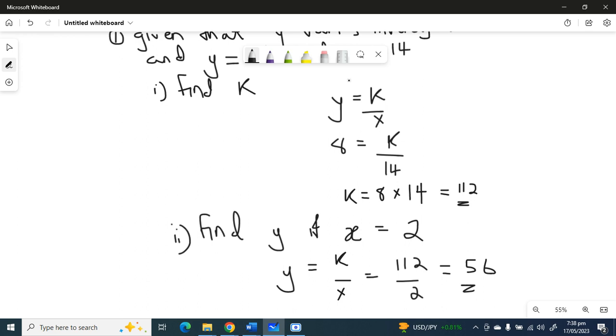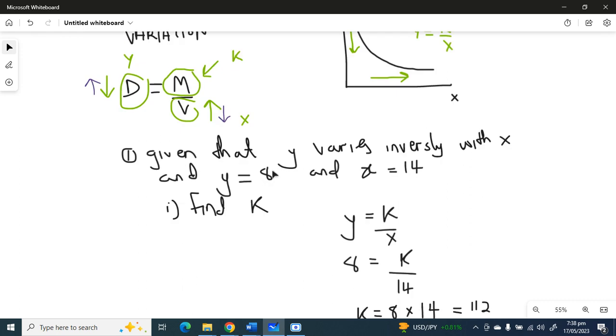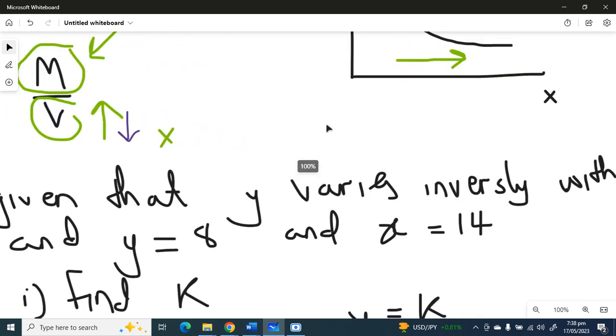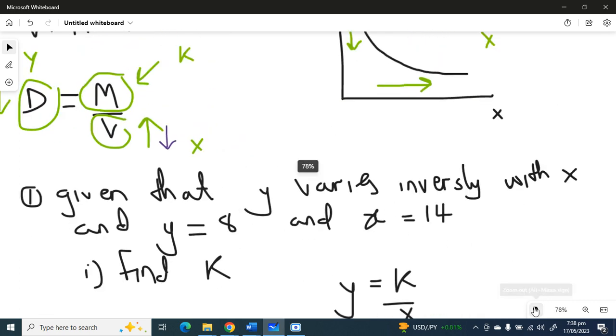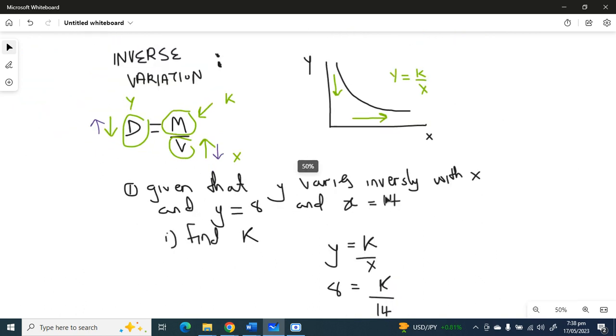So that is it about inverse variation. When one variable increases, the other reduces. This is very important for a lot of formulae that you're going to see throughout school, like for density, pressure, and many formulae. Once you have this knowledge about inverse variation, whenever you're using these formulae in other subjects, you should have an idea of how these variables are related.